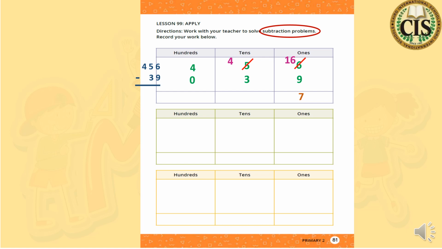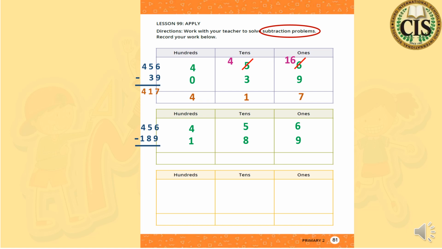4 minus 3. Count from small to big. After 3, 4. So we will write 1. 4 minus 0 equals 4. So 456 minus 39 equals 417. The next question, 456 minus 189. We will write 4 in hundreds, 5 in tens, 6 in ones. 189: we will write 1 in hundreds, 8 in tens, and 9 in ones.